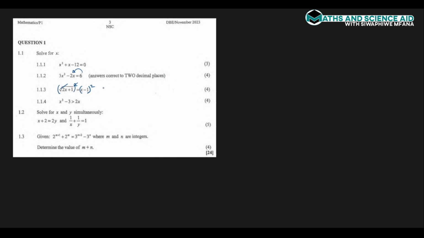Now, what is important to note here is that after finding the two values of x, you mustn't leave your answer like that. You must take your values of x and substitute them back into this equation. You must check in case one of your values of x is invalid for this equation. So you'll take those x values that you have obtained and substitute them back into this original equation.